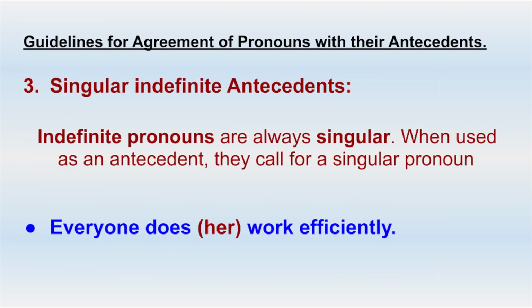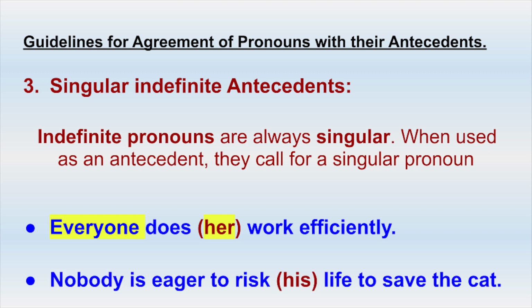Everyone does her work efficiently. Everyone is the antecedent. As an indefinite pronoun, it is singular, so it takes a singular pronoun, her. It could also be his. Nobody is eager to risk his life to save the cat. Nobody is an indefinite pronoun. As the antecedent, it takes a singular pronoun, his.